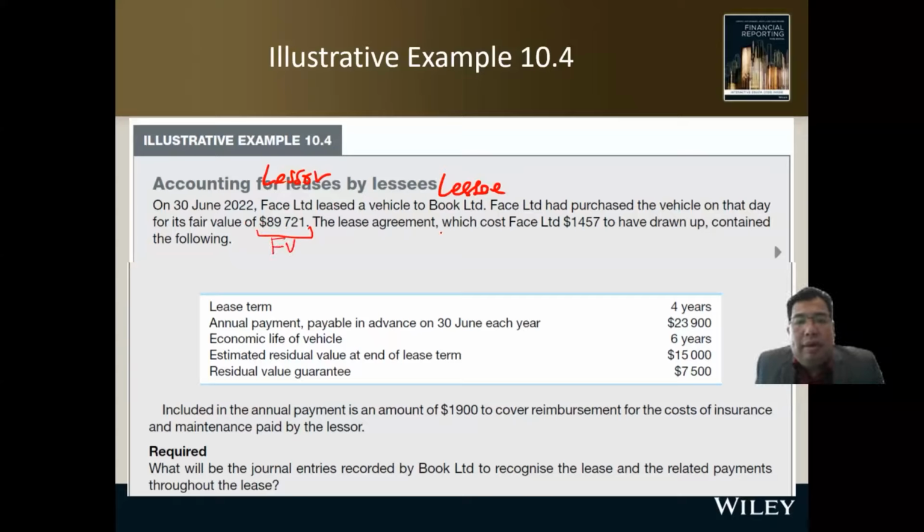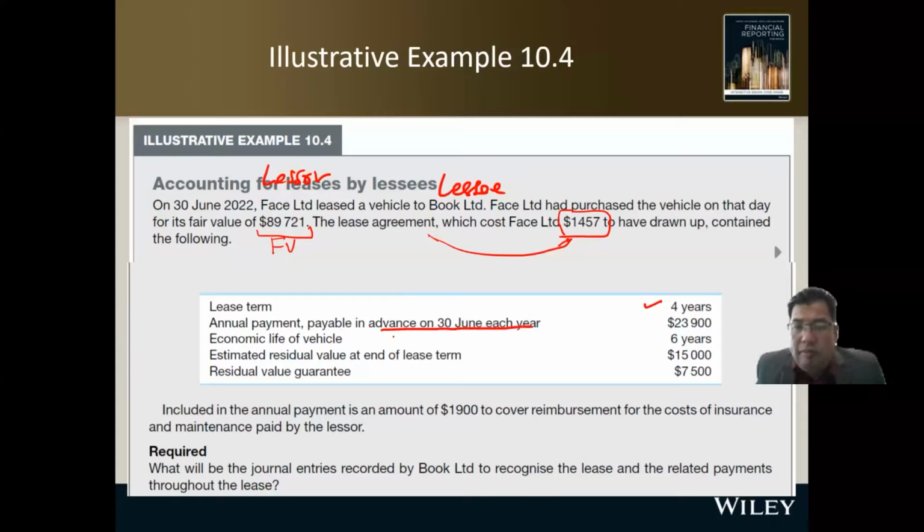The lease agreement cost Face Limited 1457 to have drawn up. So the cost of the lease agreement is 1457. The lease term is 4 years. Book Limited will pay for 4 years, every year, payable in advance on 30th June each year.